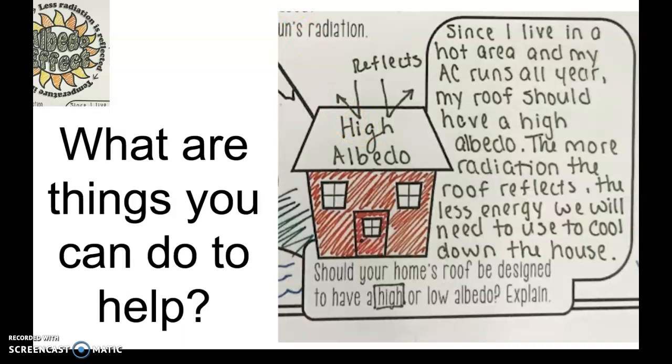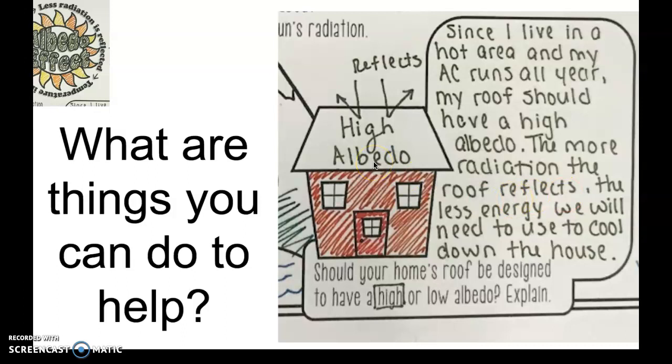reflected. Now, not only does this make you a better environmental citizen and more conscious of your effect on the earth, it's also going to help your AC. So if you read this little comment right here, since I live in a hot area, because you live in North Carolina, maybe your AC doesn't run all year long, but let's say maybe we move to like Florida or something, and my AC runs all year long, my roof should have a high albedo effect. The more radiation the roof reflects, the less energy I will need to cool my house.